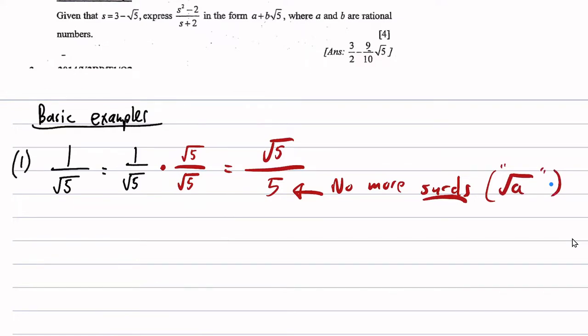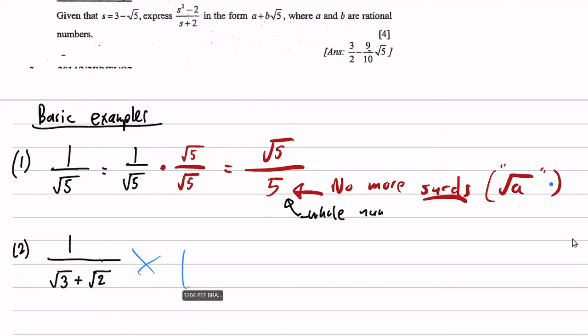Another example. This is 1, this is 2. Now I'm going to upgrade: 1 over square root 3 plus square root 2. Oh no. How can you get rid of the square roots and make sure there's a whole number at the bottom? Times what? Square root 3 minus square root 2. Very good. Correct. But you must make sure you only multiply by 1. You don't want to change the value.